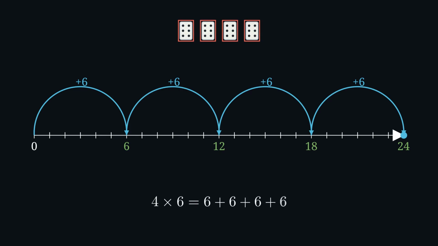And remember, the order doesn't change the product, so 4 sixes equals 6 fours, and that 24 sits in the 6 times table. Here's the 6 times table. Let's say it all the way through.